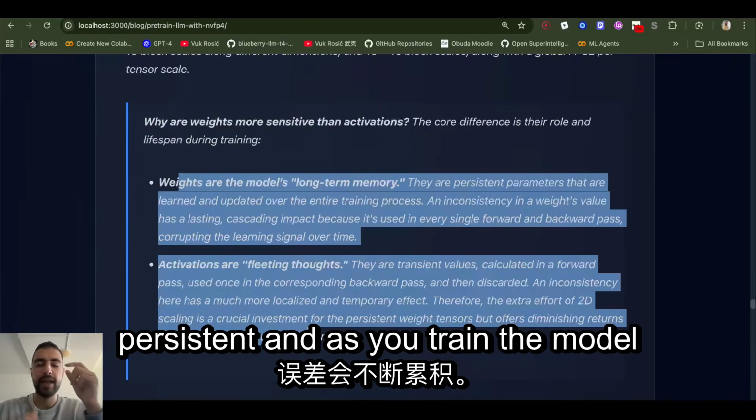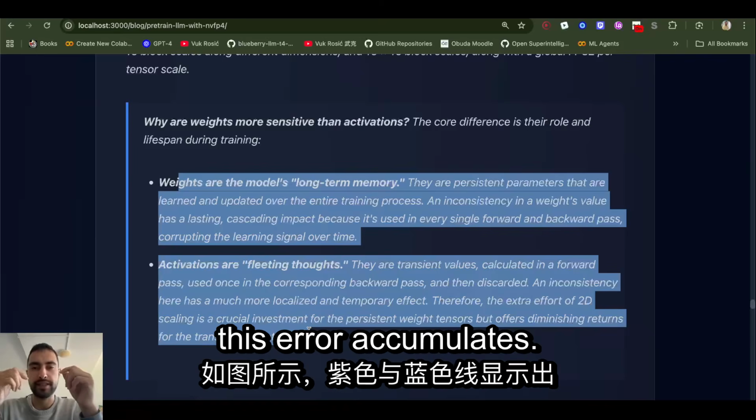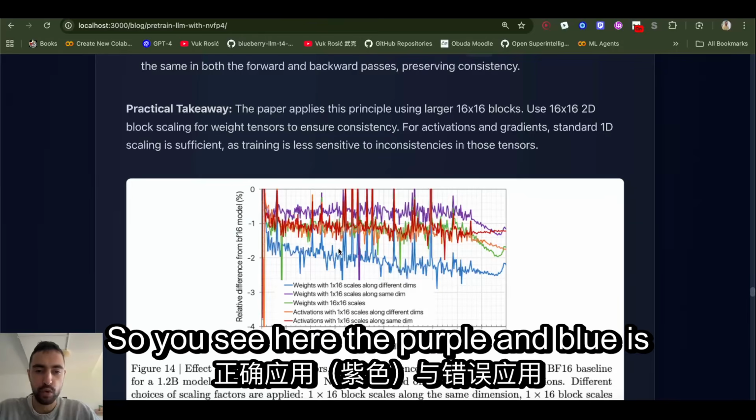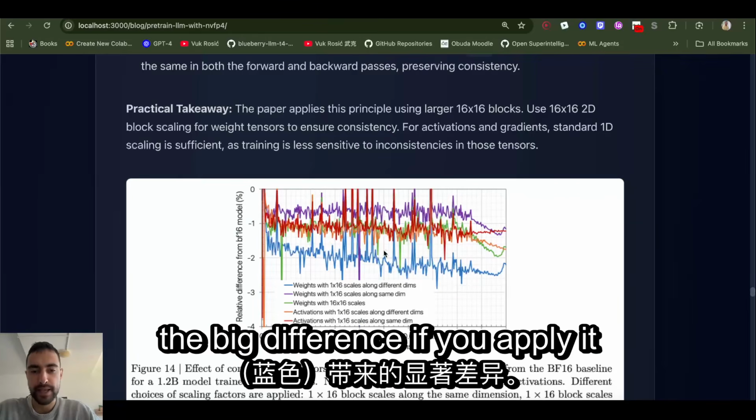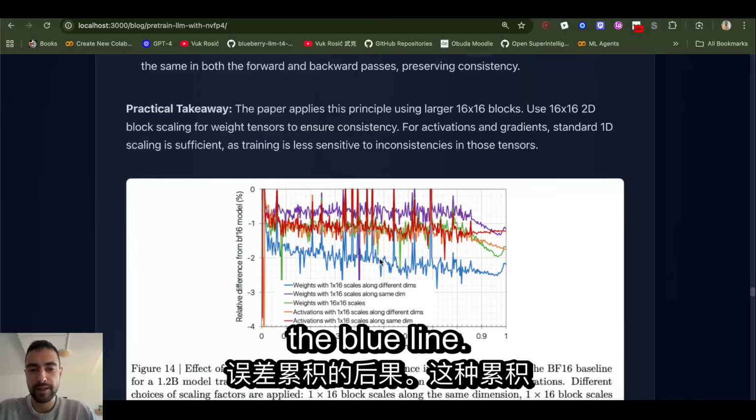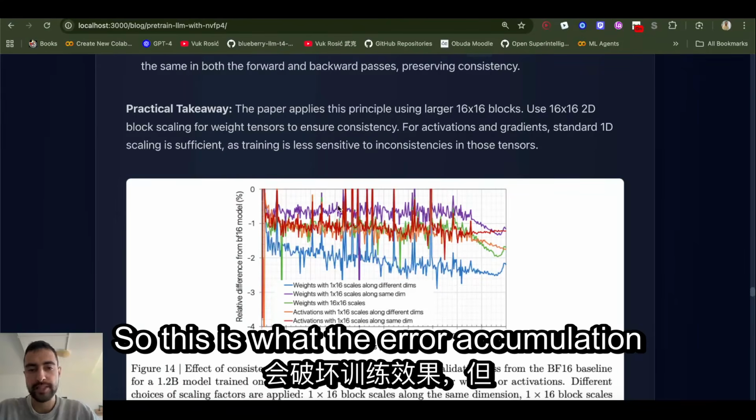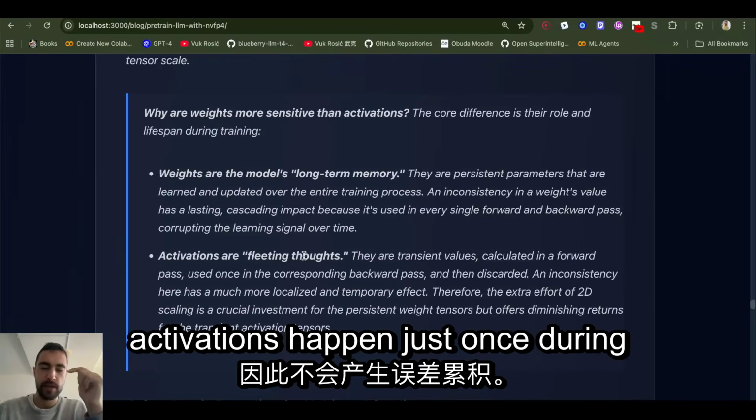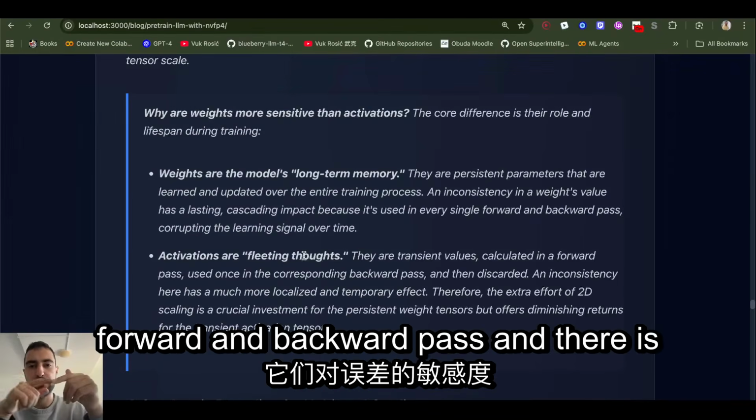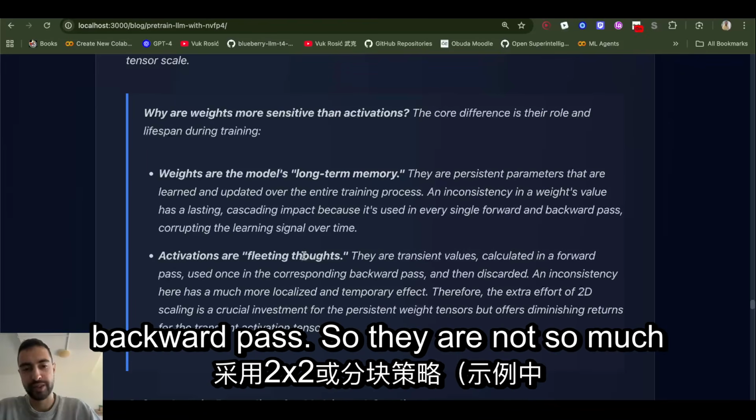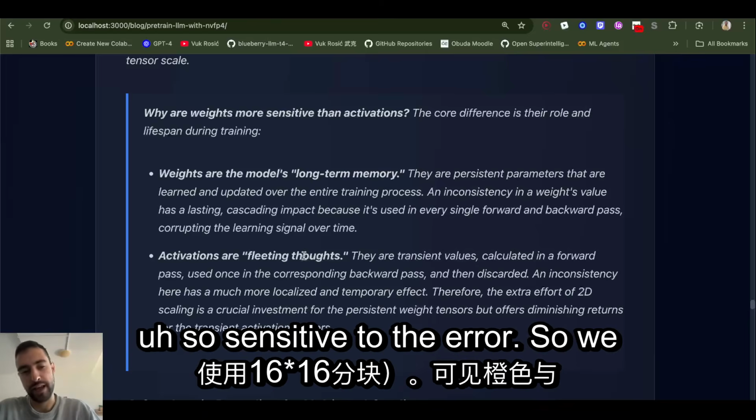So weights are persistent, and as you train the model, this error accumulates. You see here, the purple and blue is the big difference if you apply it properly, like purple, and improperly, the blue line. So this is what the error accumulation in weights during training does. It kind of ruins the training. But activations happen just once during forward and backward pass, and there is no error accumulation. They are discarded after this forward and backward pass, so they are not so sensitive to the error.